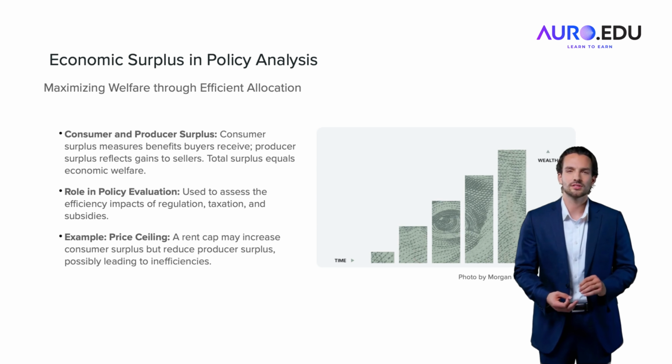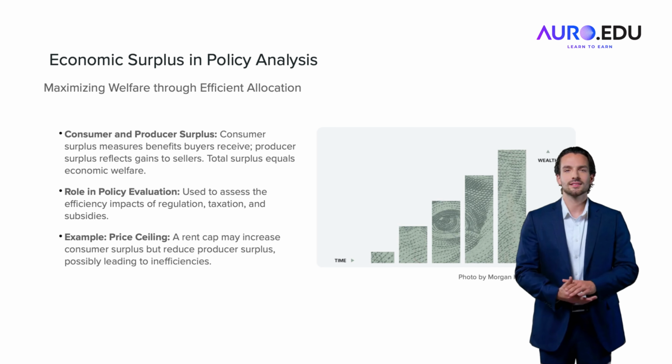Economic surplus and policy analysis. Moving on to economic surplus, which encompasses both consumer and producer surplus. Consumer surplus is the difference between what consumers are willing to pay and what they actually pay. Producer surplus is the difference between the market price and the minimum price producers are willing to accept. In policy analysis, maximizing total economic surplus is often a goal, as it indicates efficient resource allocation.